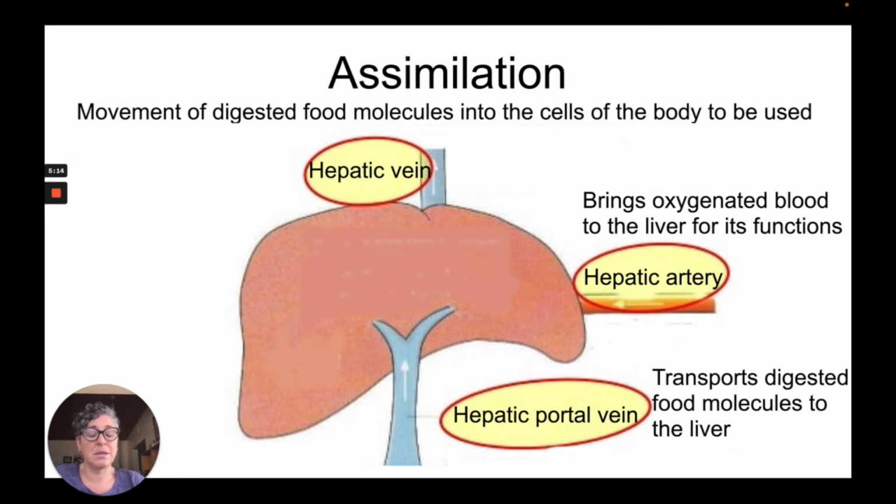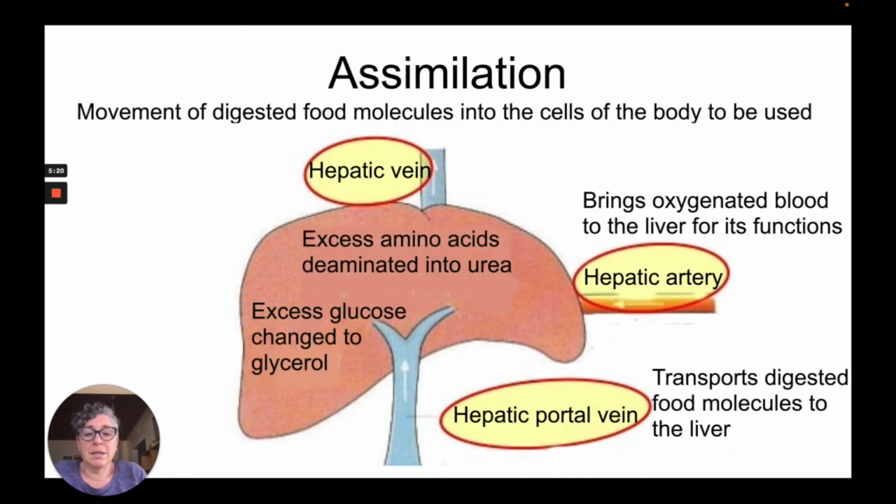The liver has many, many functions, but two of those functions related to digestion are to take excess amino acids and deaminate them into urea. Now, when we study the excretory system, we will learn what deamination is, but basically the liver takes the amino acids and breaks them up into different parts. The waste part is going to be turned into urea, which will eventually become urine in the kidneys and then be removed by the bladder.